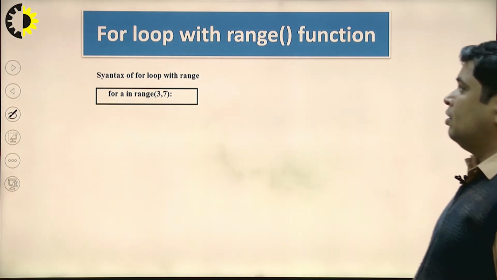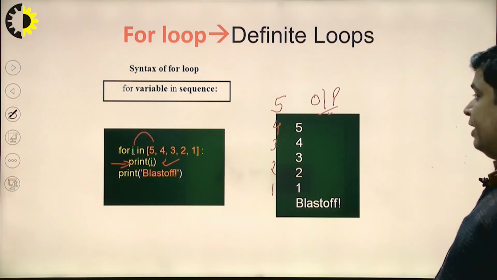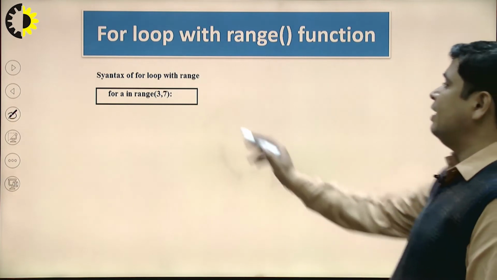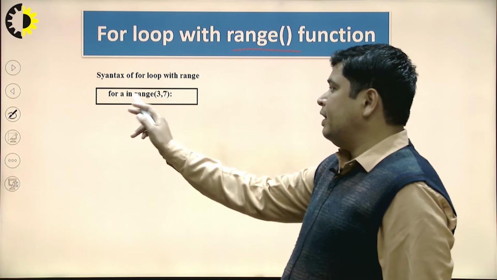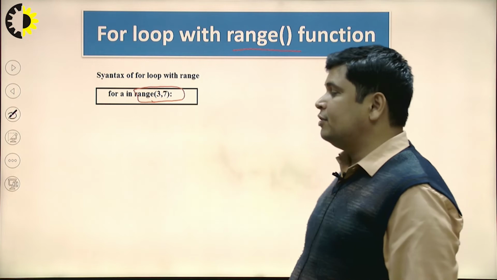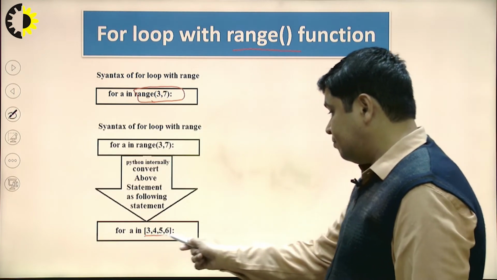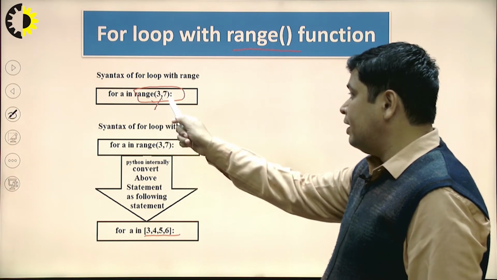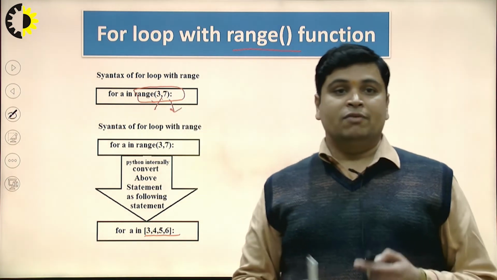Now, for loop with the range function. In the previous slide, I defined the loop with the help of a sequence. Now I am going to define the loop with the help of the range function. Similarly, you will see here for i in range, internally Python converts this range function to this sequence, because in this range function the lower limit starts at 3, the upper limit is always upper limit minus 1, and by default the step value is 1.